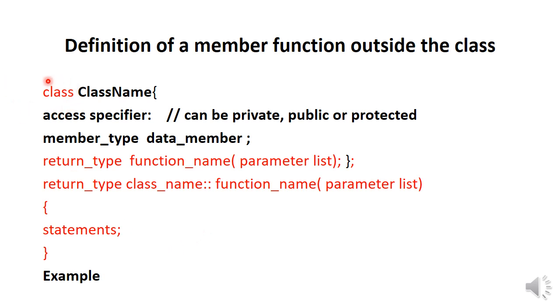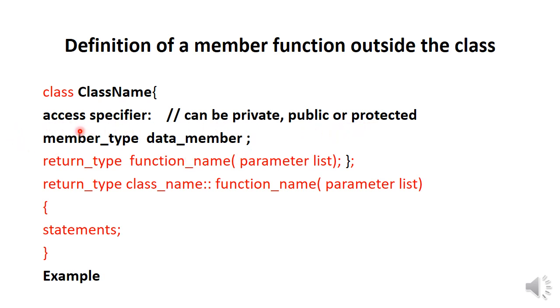So we have the keyword class as usual, we have the class name, and we have curly brackets to delimit the body of the class. Here we have an access specifier which can be private, public, or protected, because in C++, during the study of object-oriented programming languages, we have three types of access specifier. We have the private access specifier, the public access specifier, and the protected access specifier.